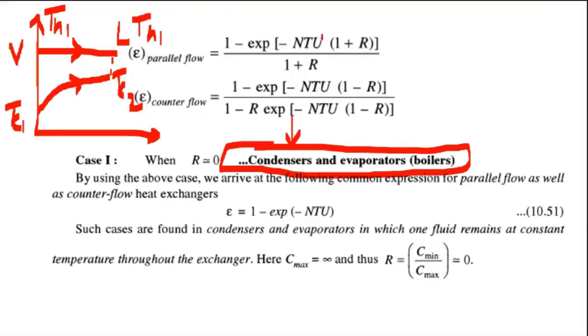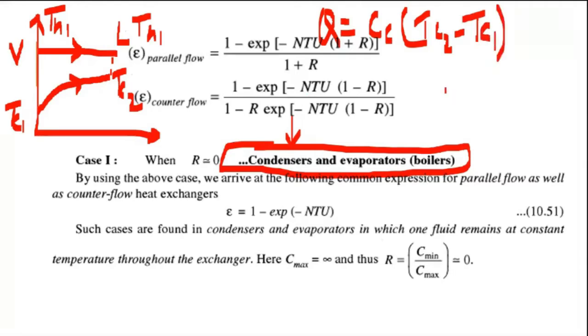Here we can say that the rate of heat transfer, capital Q, will be given by capital C times (Tc2 minus Tc1). This is the heat gained by the cold body. Similarly, if we want to find the heat lost by the hot body, we cannot use the relation Q is equal to CH times (TH1 minus TH1). We cannot use this particular relation. Can we use it?